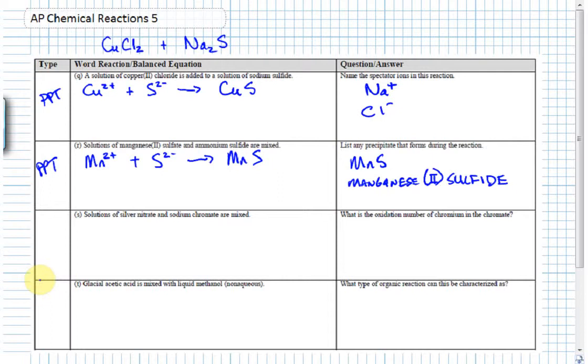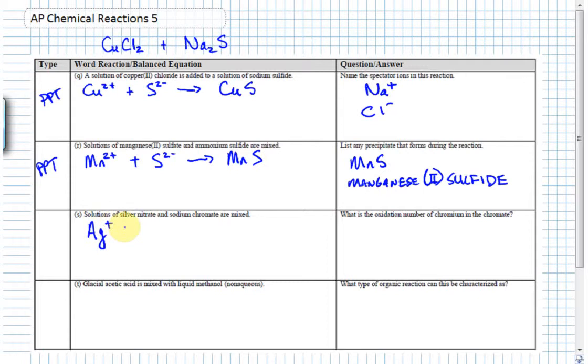Now, letter S here. Solutions of silver nitrate and sodium chromate are mixed. All right. So again, we've got solutions of two ionic compounds. Silver nitrate, nitrate, almost always a spectator. So I'm just going to write that as silver plus. Again, remember, silver is one of those transition metals that's always +1. So unfortunately, we don't use the Roman numeral there. We expect that you know that silver will be +1.